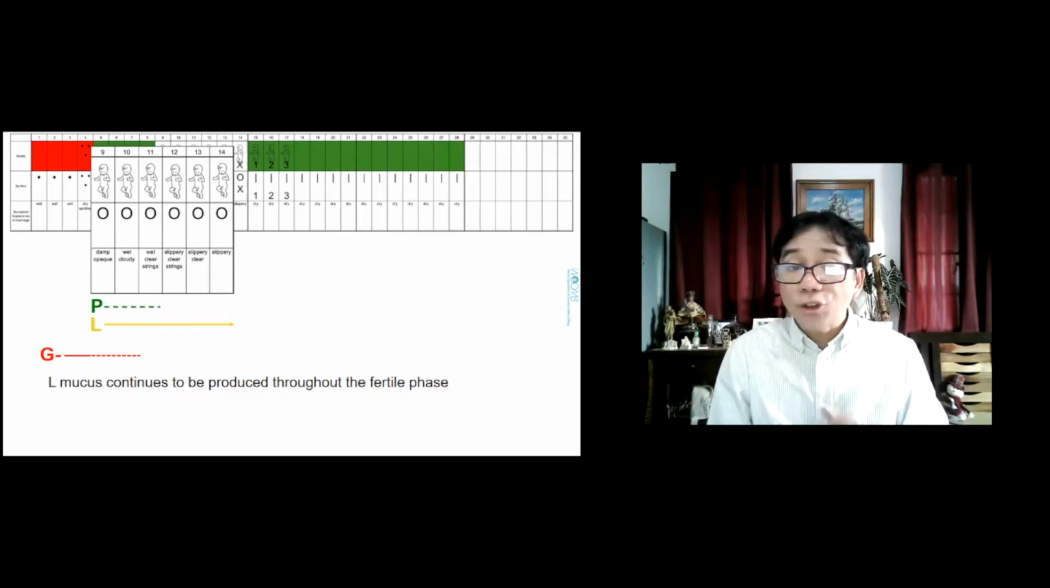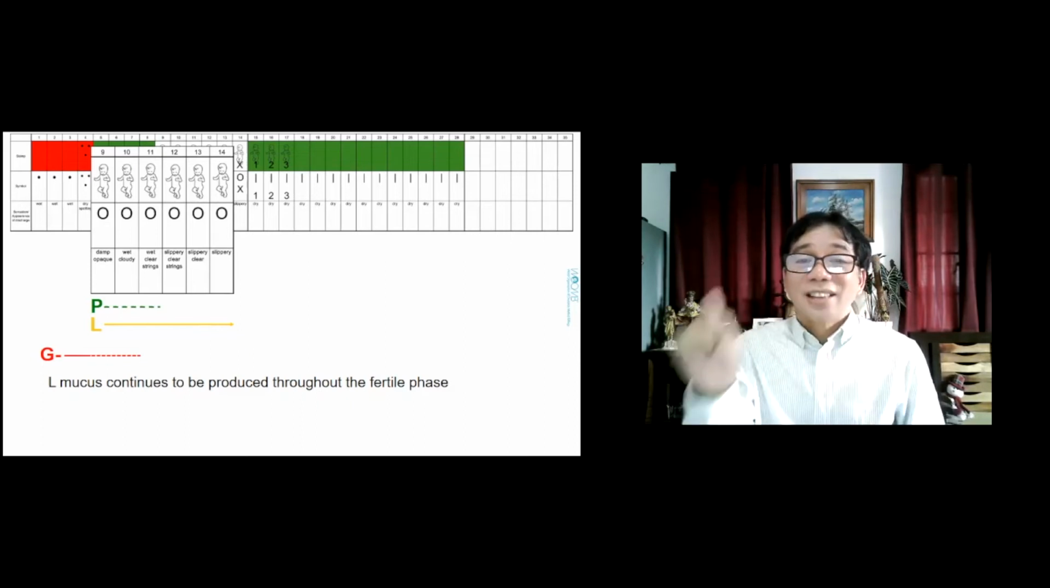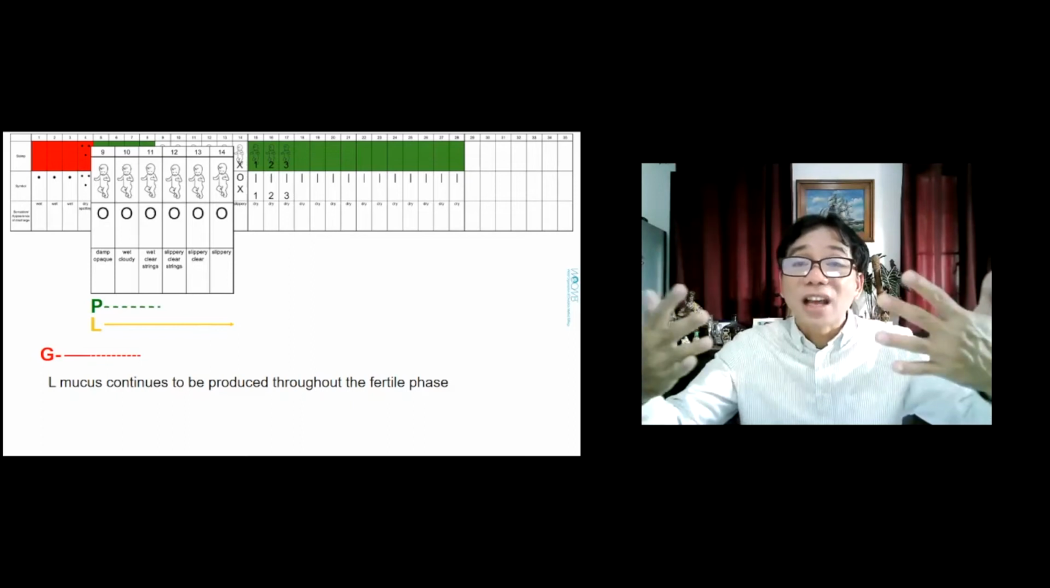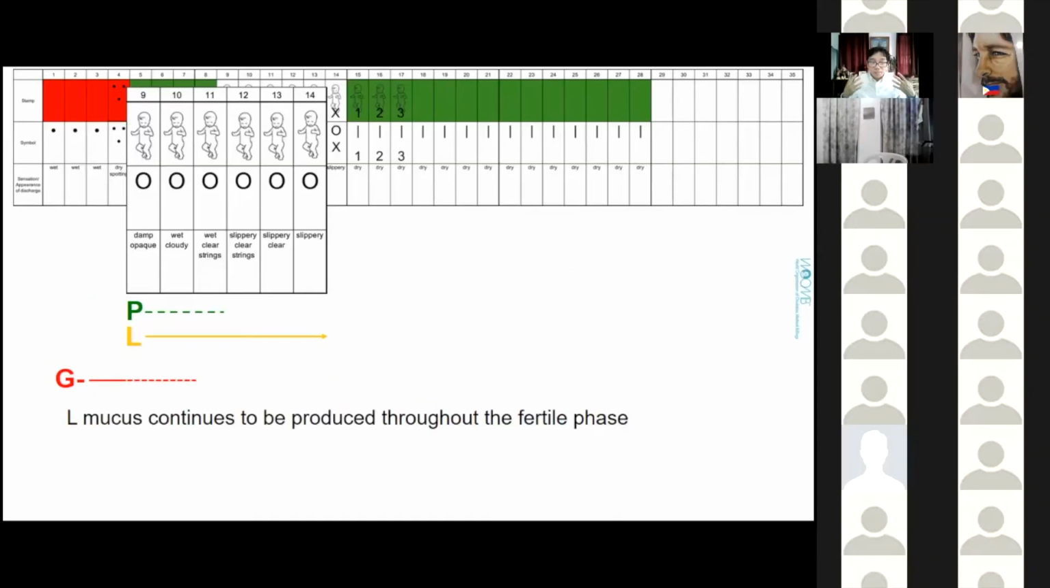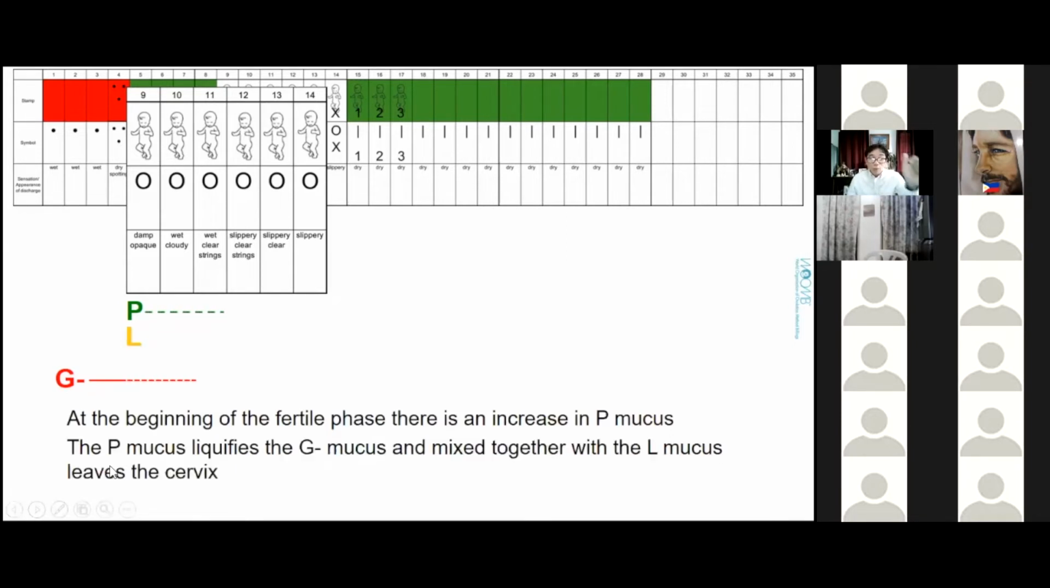I want you to focus again on the P. The moment the P starts to appear on day 9, the moment the P was able to liquefy the G mucus, the P mucus will disappear. Look at the dotted lines. The dotted line signifies that it will suddenly or gradually disappear because the only role of the P mucus is to what? Is to liquefy the G mucus.